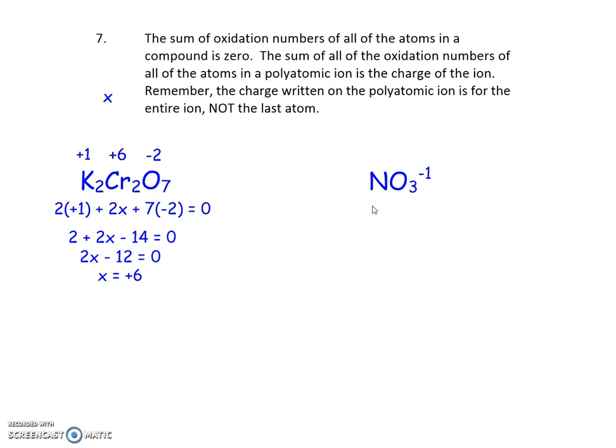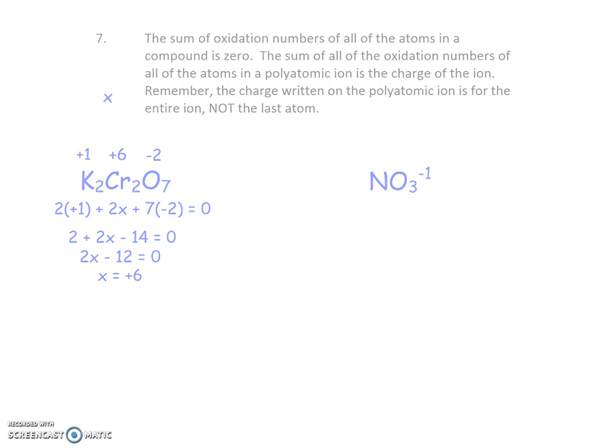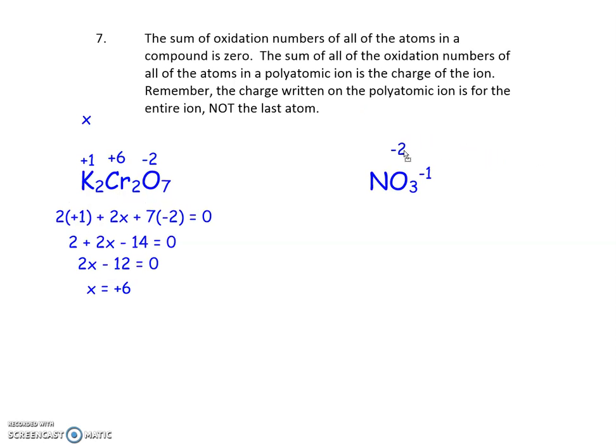Same idea applies to polyatomic ions, but instead of having to add up to 0, it has to add up to the charge of the ion. So NO3 with a negative 1 charge. That means that the nitrate polyatomic ion has a negative 1 charge. We know the rule for oxygen is that oxygen has to be a negative 2 charge, again, unless things go terribly wrong.